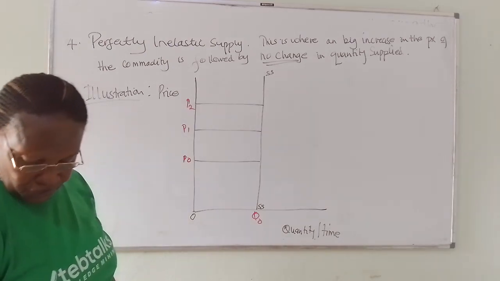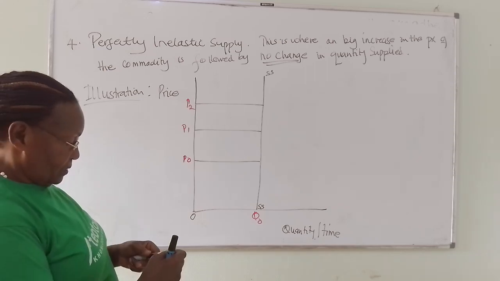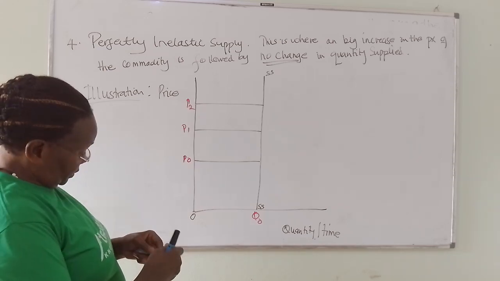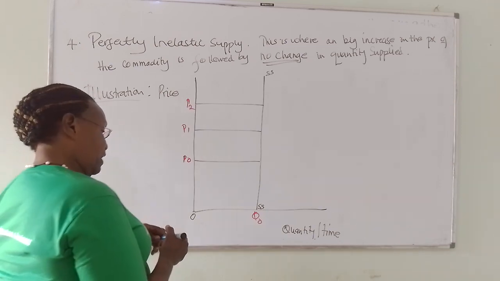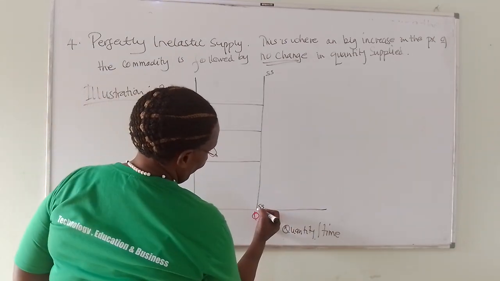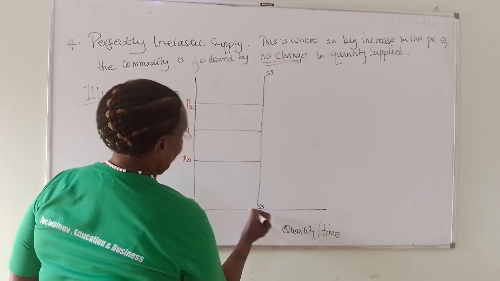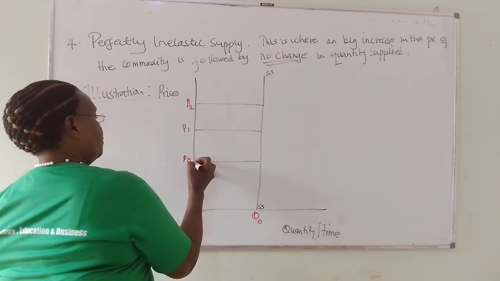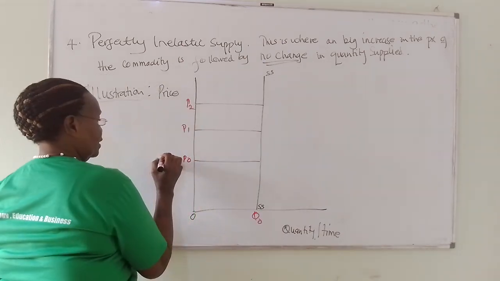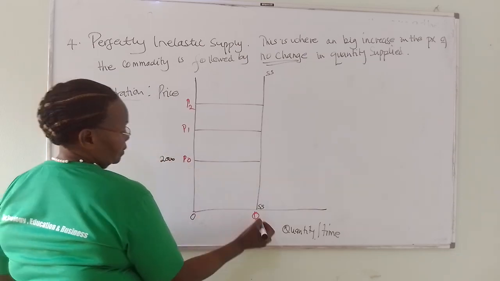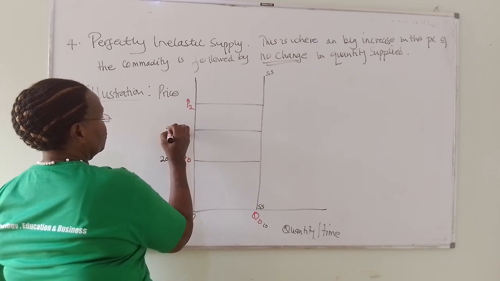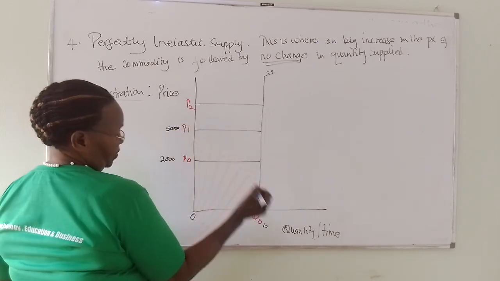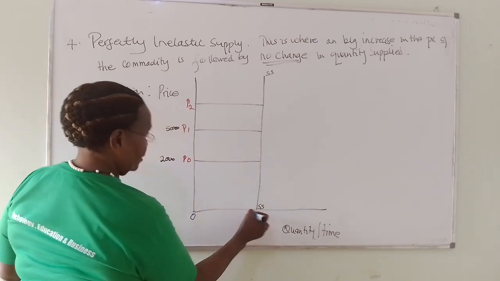In such a situation, you find that the prices are increasing for that respective product or commodity, but the suppliers are not increasing the quantity put on the market whatsoever. You have a lower price, P0. Let's assume that this is 2,000 shillings and the quantity supplied is 10 units. The price increases to 5,000 shillings. You find that the quantity still remains 10 units.